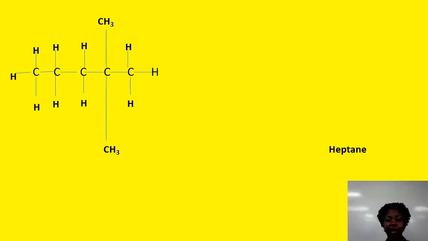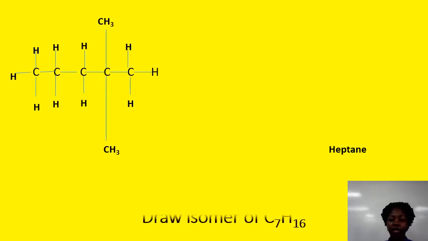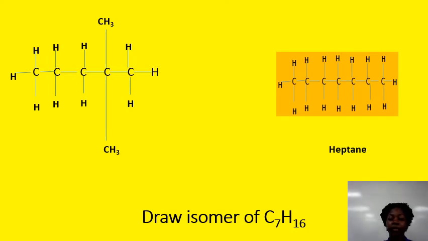Okay, so now we have yet another isomer of the same C7H16. Of course we have our OG, which is our heptane, right? So we're going to draw another isomer of C7H16. Our first one is our straight chain, which is our heptane. And now we are going to go ahead and, again, same process, we're going to be moving the ends.